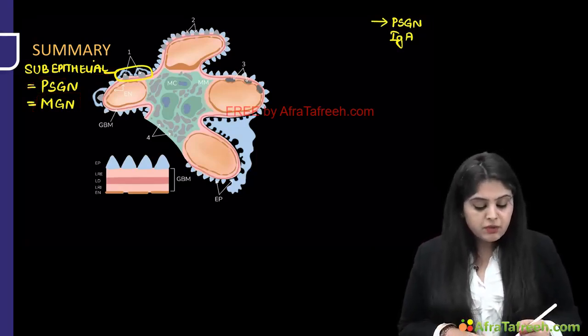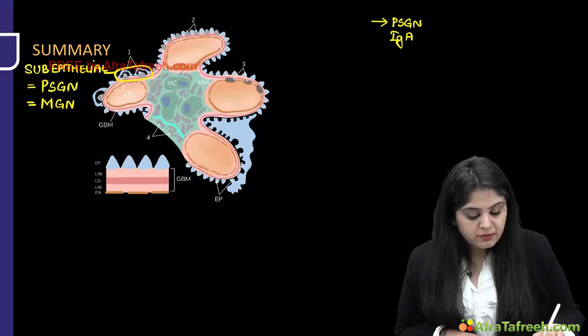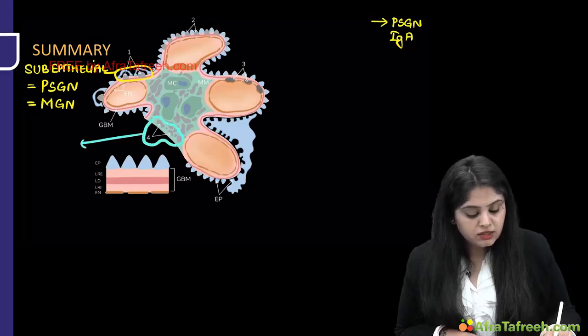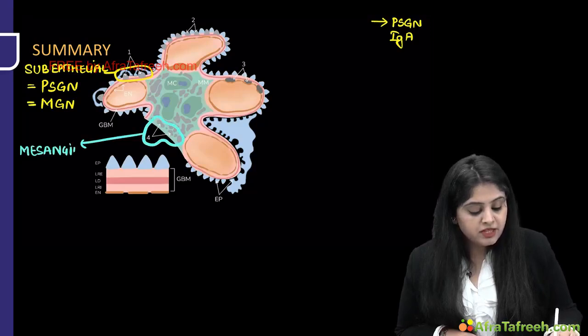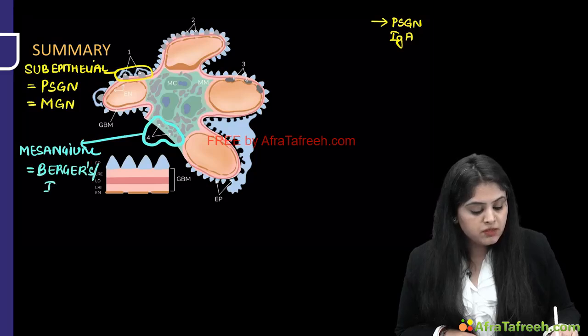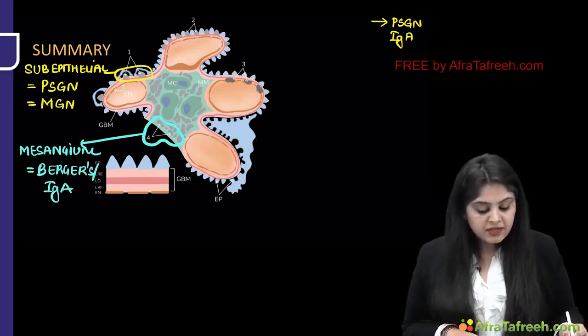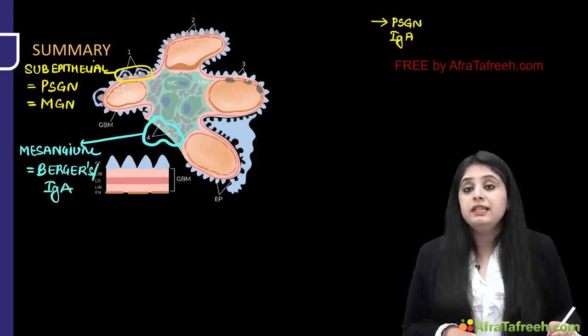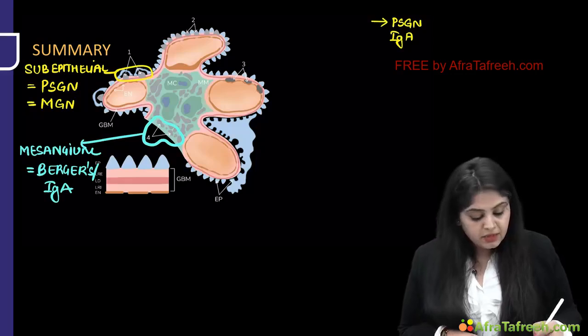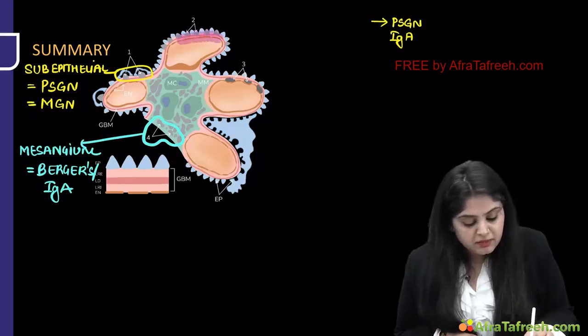After that, you talk about what is going to be there in the mesangium. So I told you how to learn the mesangium. Mesangium is there in the middle. It's somewhere in between. So in between, we had studied Berger's disease. Berger's was which antibody? Berger's was IgA nephropathy. What are we left with? Where are we going to have deposits? In the membrane. In the membrane basically means basement membrane.